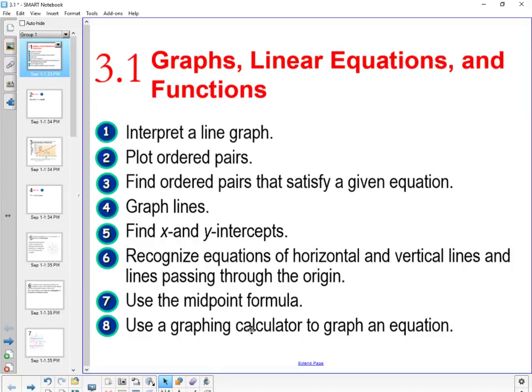In order to do those, we're going to interpret a line graph, plot ordered pairs, find ordered pairs that satisfy a given equation, graph lines, find x and y intercepts, recognize when a line is vertical or horizontal, use the midpoint formula, and if we have time, mess around with the calculator and graphing those. If there's no time, it's not a big deal. We do have them up here. It looks like we have a lot of objectives, but they're just going to go by really quickly. Okay? Questions on anything?